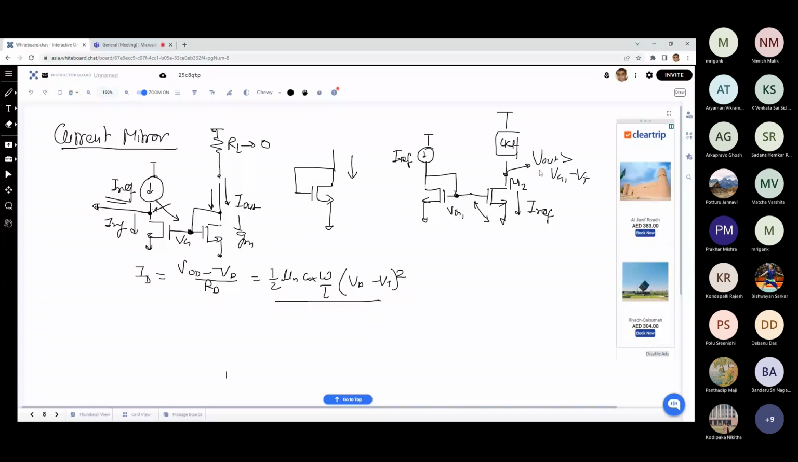And then you know that if you want to change the W by L, if you want to mirror, you can increase the W by L of M2, and by changing the ratio, VGS remaining the same, you will get almost that amount of mirroring.